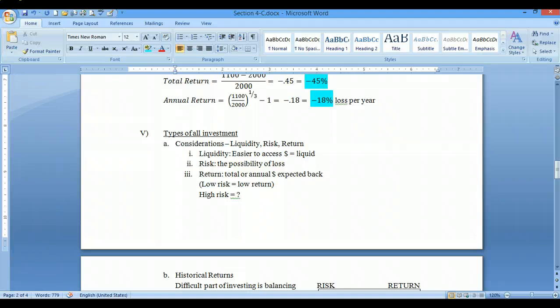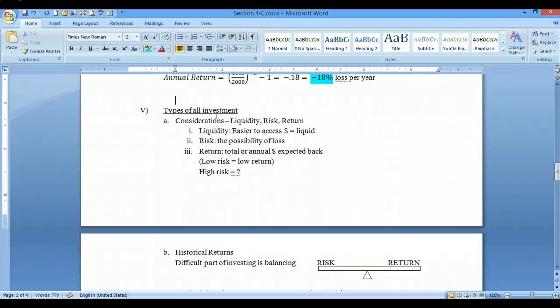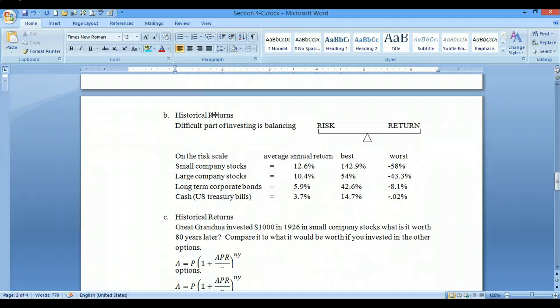back. Low risk usually ends up being a low return. High risk can be a high return, but sometimes that risk doesn't weigh out and you can lose it all. So it's either a high return or a high loss. Let's go on to the next part, historical returns.